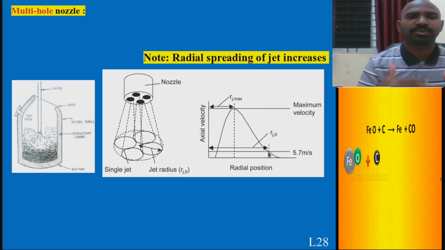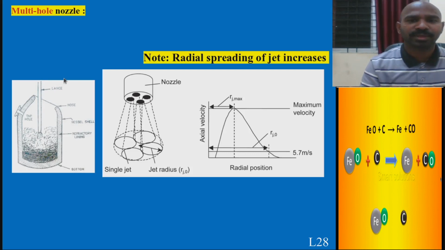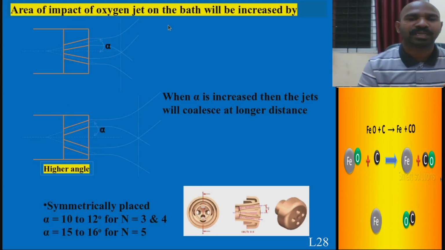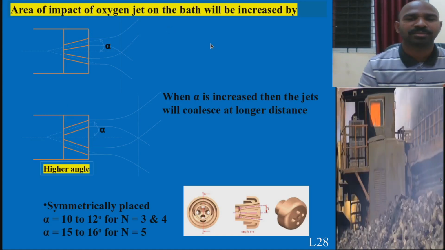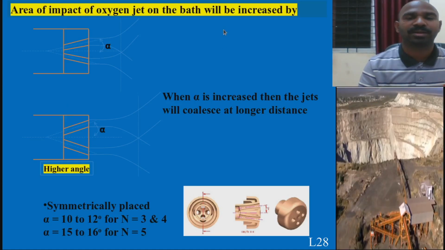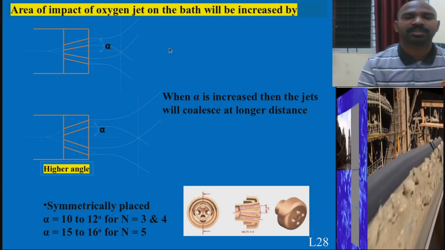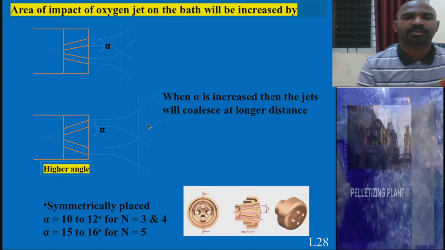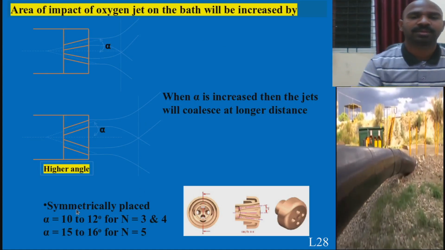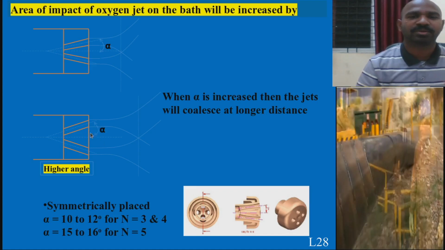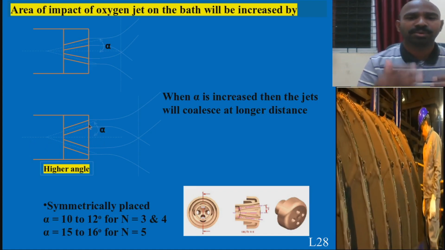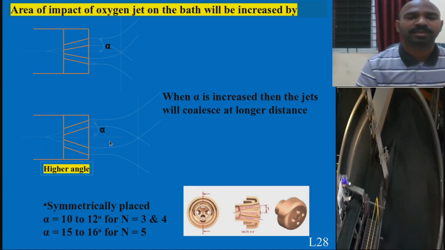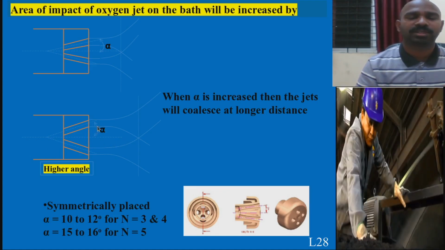And this is the practical view of the oxygen lance in an LD converter, as a reference shown at the left side. And the area of impact of the oxygen jet on this particular molten steel bath can be increased by changing the single nozzle to multiple nozzles. How does it occur? It's basically the angle from the axis line to the nozzle, the velocity.